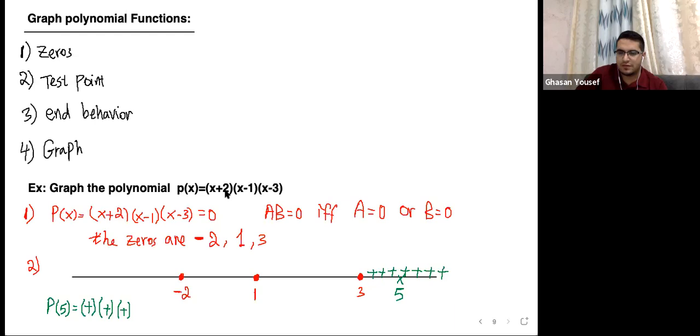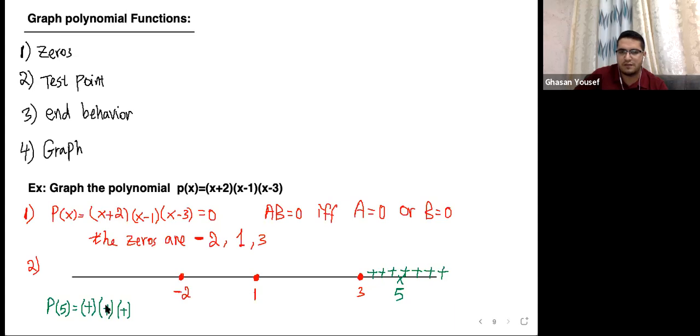What is the sign for 7? Positive. So we put positive here, inside the parentheses. For the second parenthesis, 5 minus 1 is 4. What is the sign of the 4? Again, positive. And 5 minus 3 is 2. Is it positive or negative? It's again positive.